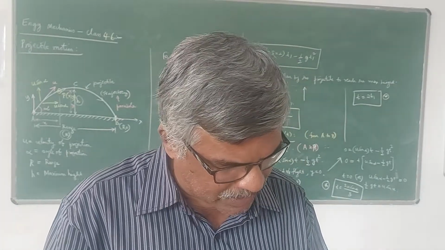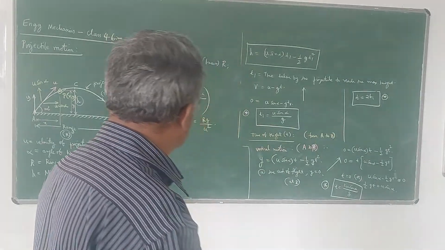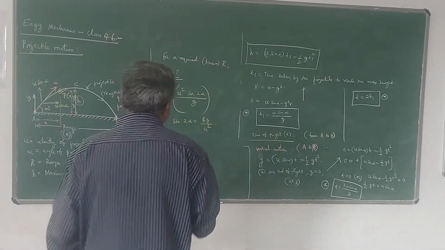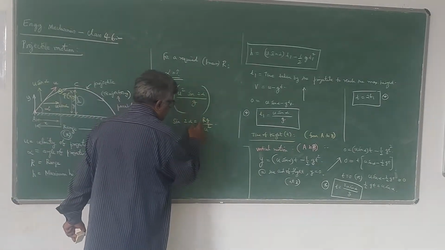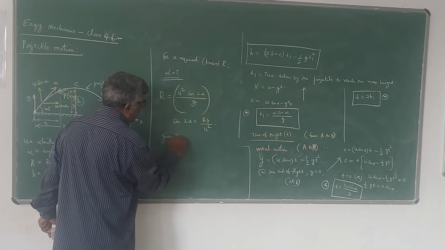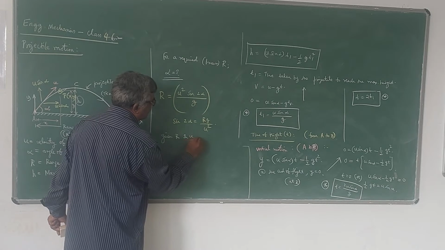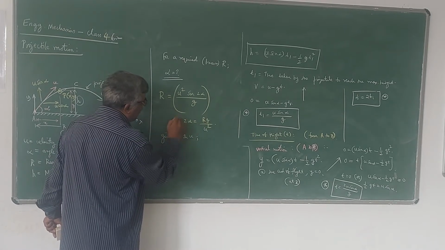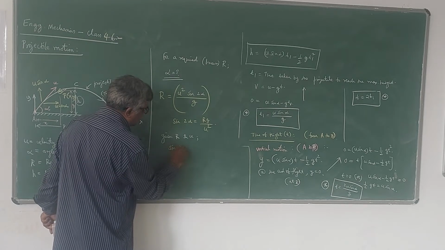So according to this, what you can write here is sin 2 alpha. Here R is fixed. Even U is also fixed. So given R and U, G is also constant. So we can have two values of alpha, because it can be like this.